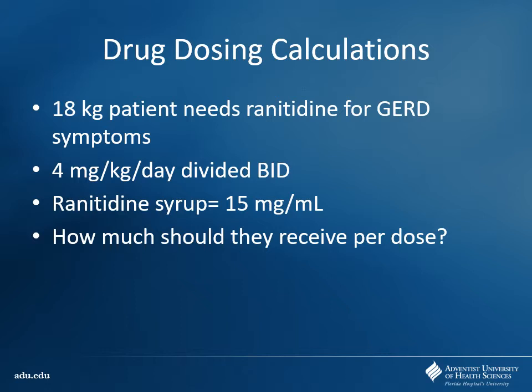So say we have, I don't think I did the math on this slide, so I'll go ahead and do the math with you guys. All right, let's see. I can get my calculator out. I'm not checking Twitter or anything. Okay, so we have an 18-kilo patient with GERD symptoms. We want to give them Zantac here. So we're going to do 4 mg per kilo per day, divided twice a day, and ranitidine syrup is 15 milligrams per mL. How much should the patient receive per dose? First step is 18 times 4, and that is 72, divided by 2, 36, and then divided by 15, and we get 2.4. So the patient gets 2.4 mLs twice a day, very straightforward.